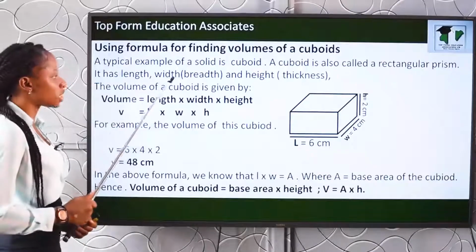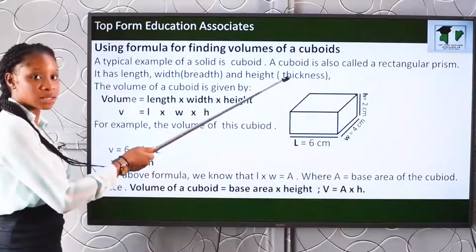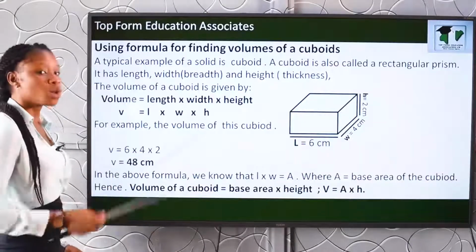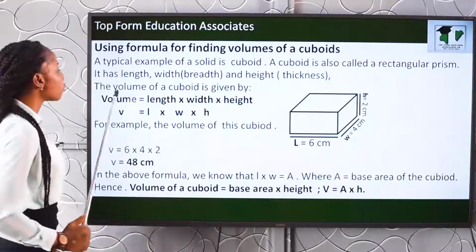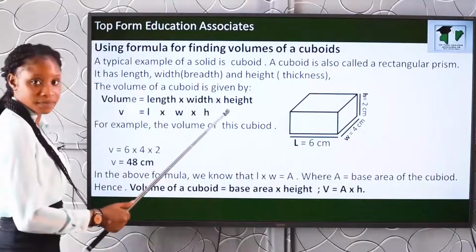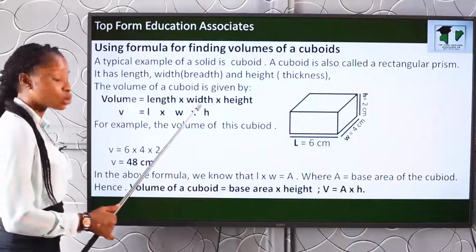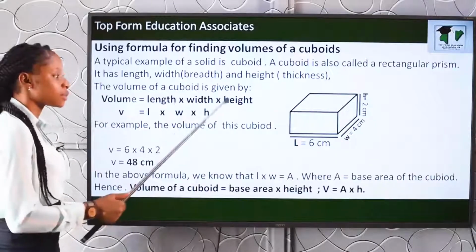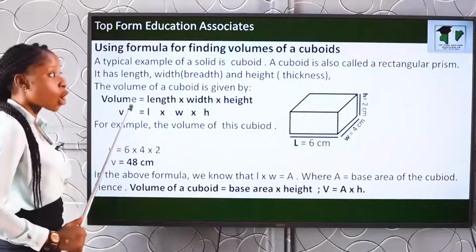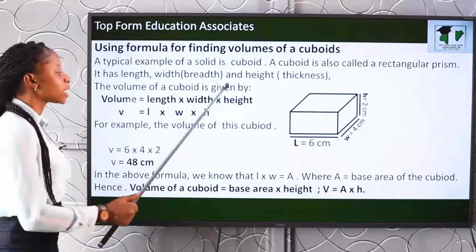It has length, width, also known as the breadth, and height, also known as thickness. So whenever you see a question with thickness, you know we're talking about height. And when you see a question with breadth, you know we're talking about the width. Now, the volume of a cuboid is given by length times width times height. Remember, this can also be breadth in some scenarios, so you can have it as length times breadth times height. But here, we're going to make use of width. So the formula for calculating volume of a cuboid or a rectangular prism is length times width times height.